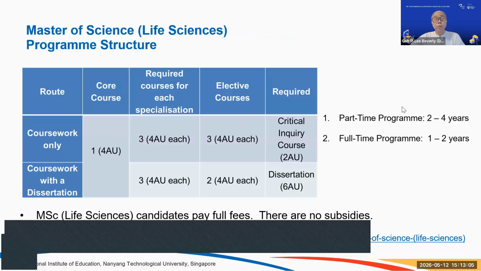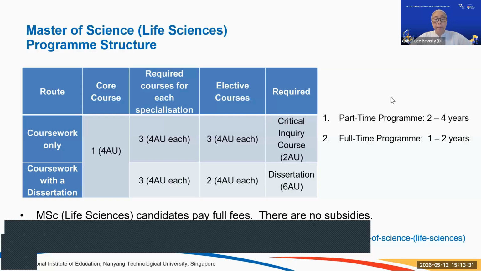There are two routes. One is you do entirely coursework, that means 8 courses in total. But there's an alternative, particularly for those who want to pursue it part-time, because there's more time to pursue a dissertation. If it's coursework with dissertation, then you do 6 courses and a dissertation.